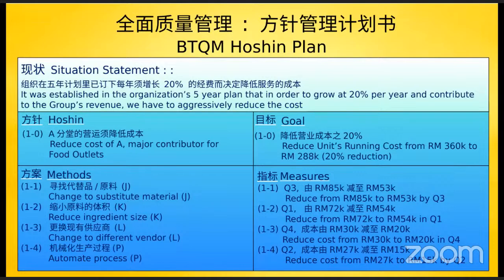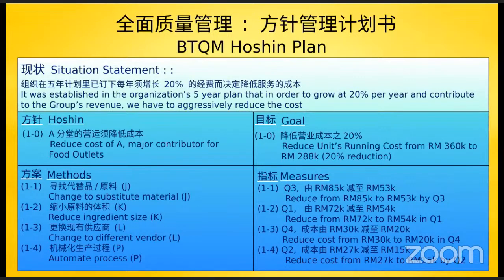And then change to a different vendor. Discover that current vendor is too high, charging you too high for supplying you the material. And then also you need to automate the process to replace the manual way. You have to rely on a lot of workers.